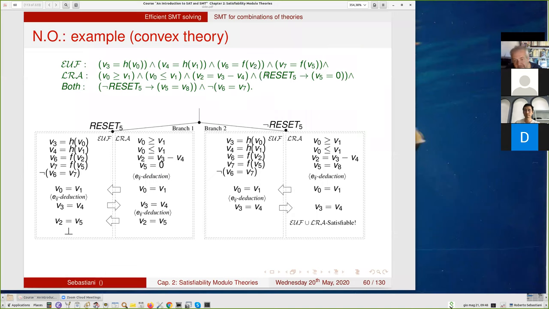Consider the example before and assume that the variables are, for instance, reals, so the theory is convex. Suppose we have two possible situations. Notice that this is not a conjunction of literals, but has an implication depending on the Boolean value reset. There is a case with reset true and a case with reset false. If reset is true, V5 is zero. Otherwise, V5 is equal to V8. This was a very simple pseudo circuit that we have seen at the beginning of this class.